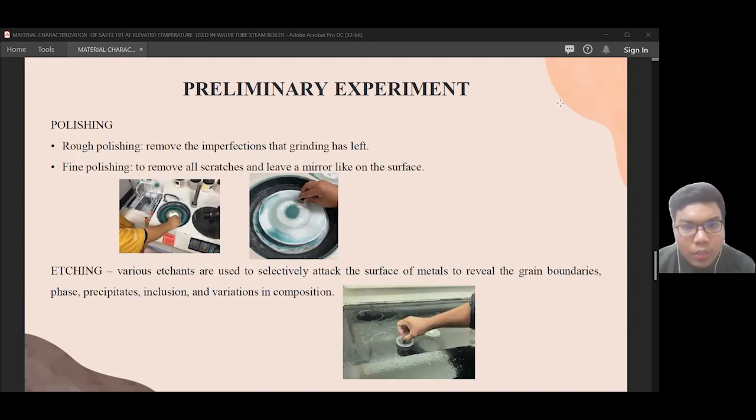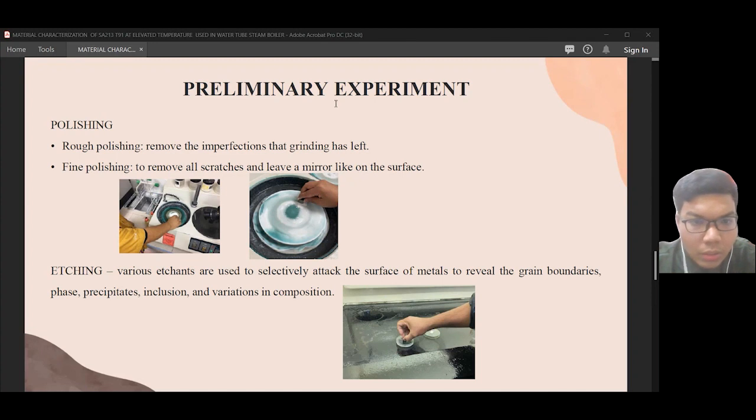For the polishing process, rough polishing was done to remove the imperfections that the grinding has left. For rough polishing, powder grade 5 and grade 3 were used. Each powder was used for 20 minutes. Fine polishing was done to leave a mirror-like surface using powder grade 1.